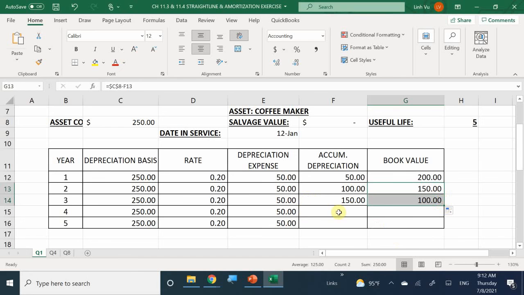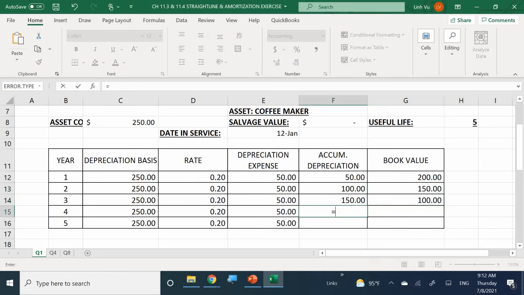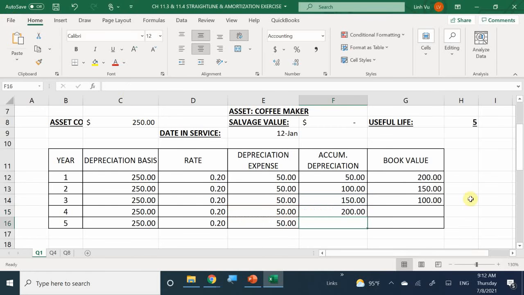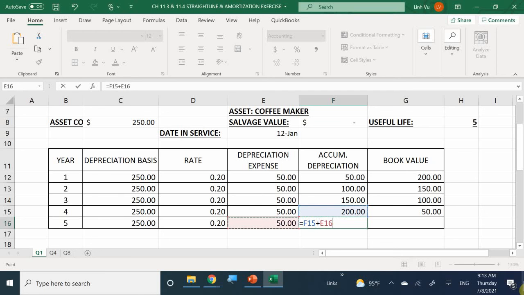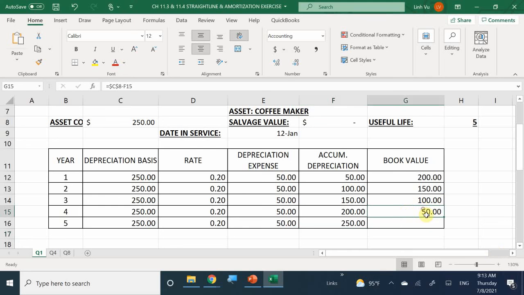100. Year 4, what's my accumulated depreciation? 200, which will make my book value become 50. Then last but not least, what is my accumulated depreciation for year 5? 250, bringing my book value to become 0. Okay, it is that easy.